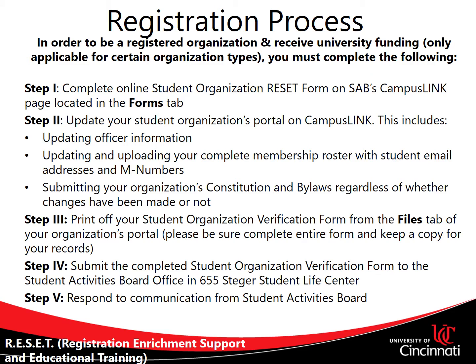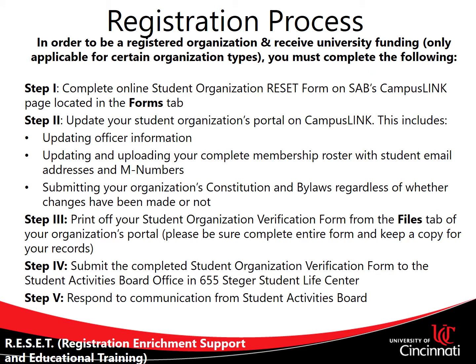The third step is to print off your student organization verification form. This form is located in the Files tab of your organization's portal. This form is used to verify the signatures of your organization's president, treasurer, and advisor. Once you have filled out the form, please make a copy for your own records. The fourth step is to complete and return this student organization verification form to 655 Steger Student Life Center by the end of April 2016.